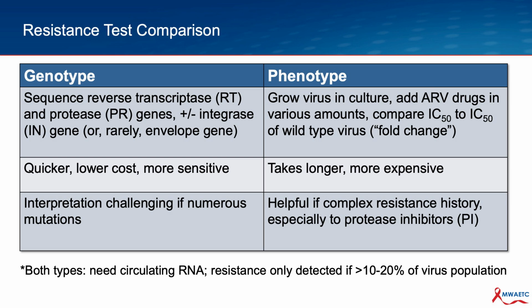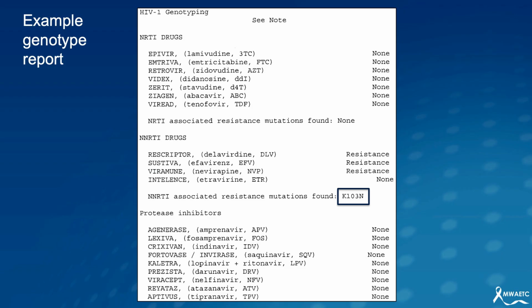Now, for both of these, the lab needs circulating RNA. There's got to be an RNA or viral load level of at least 200 or 300 copies or more, and minority populations of resistance can be missed by both of them. There used to be another option called a virtual phenotype, but that is no longer offered, so I'm not going to talk about that. So I just want to show you some examples to illustrate this a bit more.